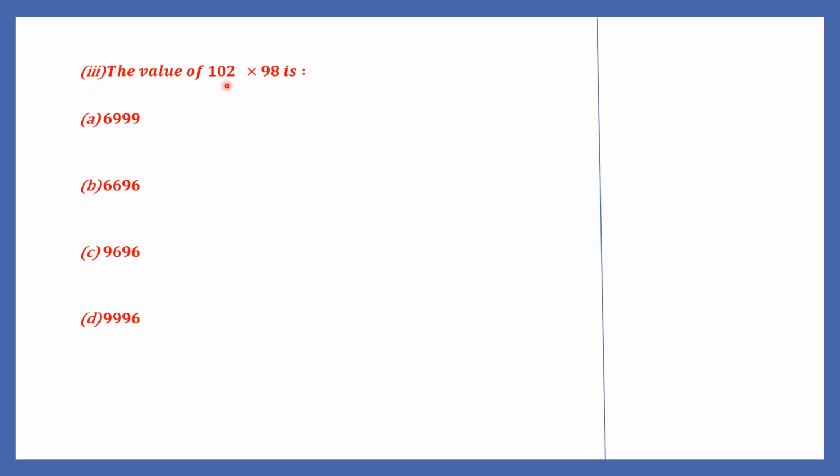Question 3. The value of 102 into 98. Now we can make this simpler. 102, I can write it as 100 plus 2, isn't it? So 100 plus 2 is 102. Now 98, I can write it as 100 minus 2. So 100 minus 2. So now we have this in the form of (a plus b) into (a minus b), where the first term is the same in both and the second term is the same in both, but this is addition and this is subtraction.